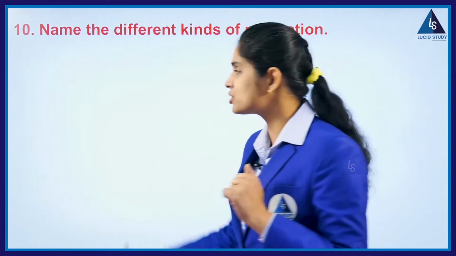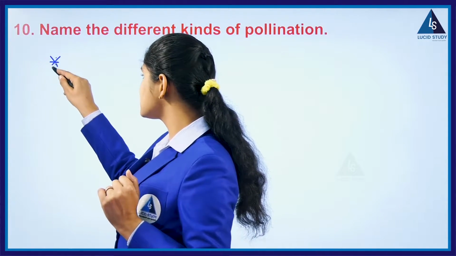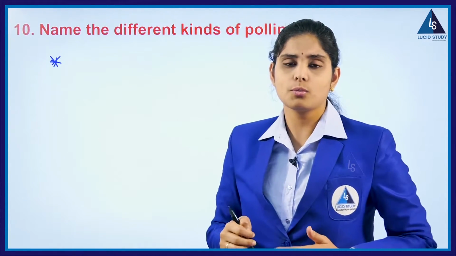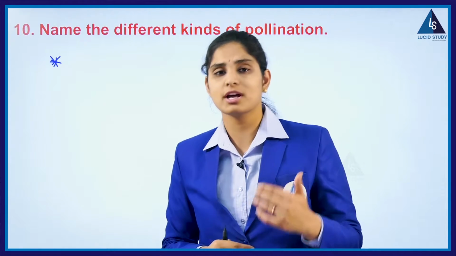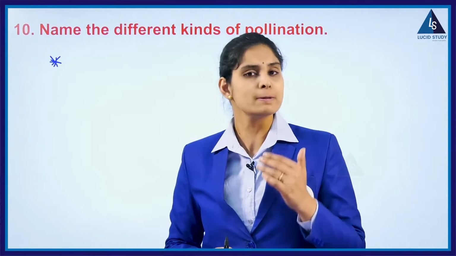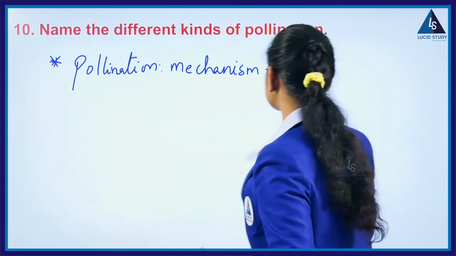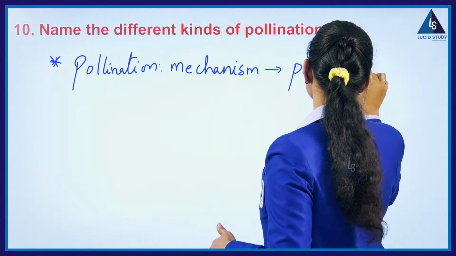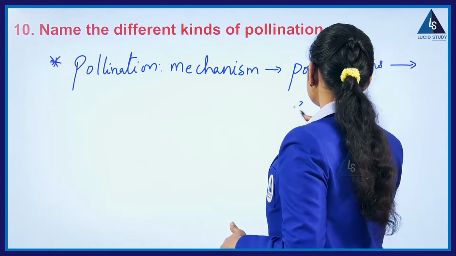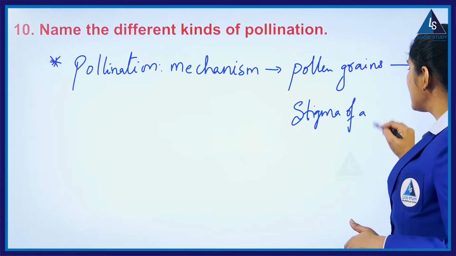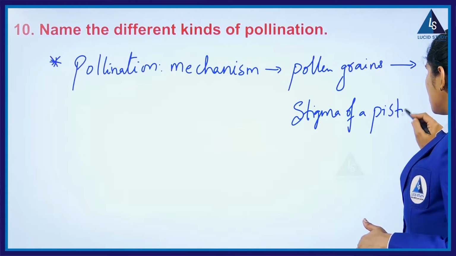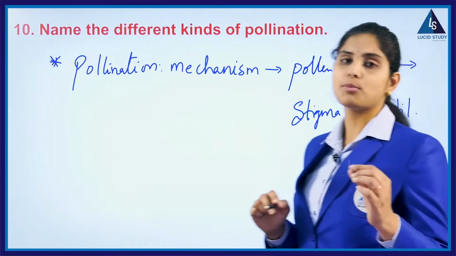So what is pollination? This is a mechanism where the pollen grains are getting transferred over the stigma of a pistil, right? So pollination is such a mechanism which is achieved by transfer of pollen grains to the stigma of a pistil, right? Now this is what we say pollination is.